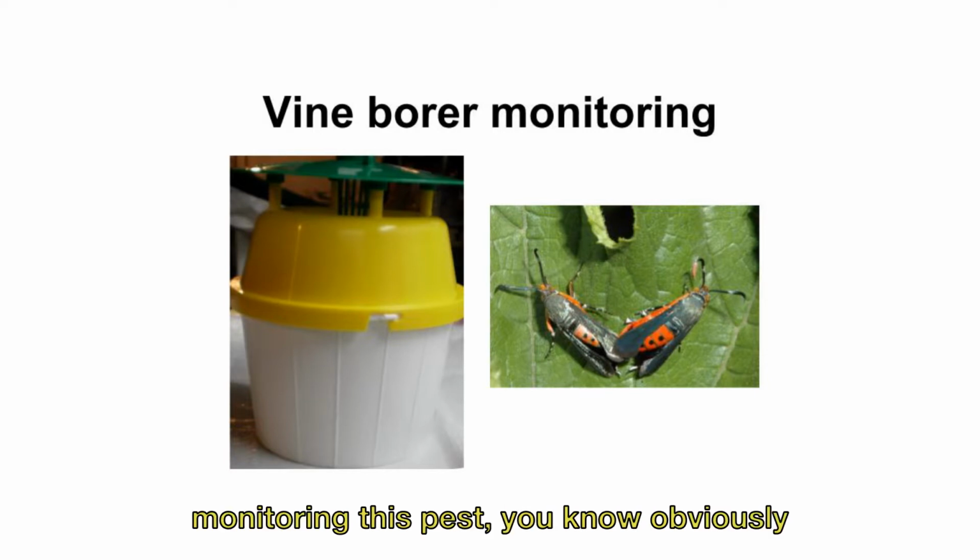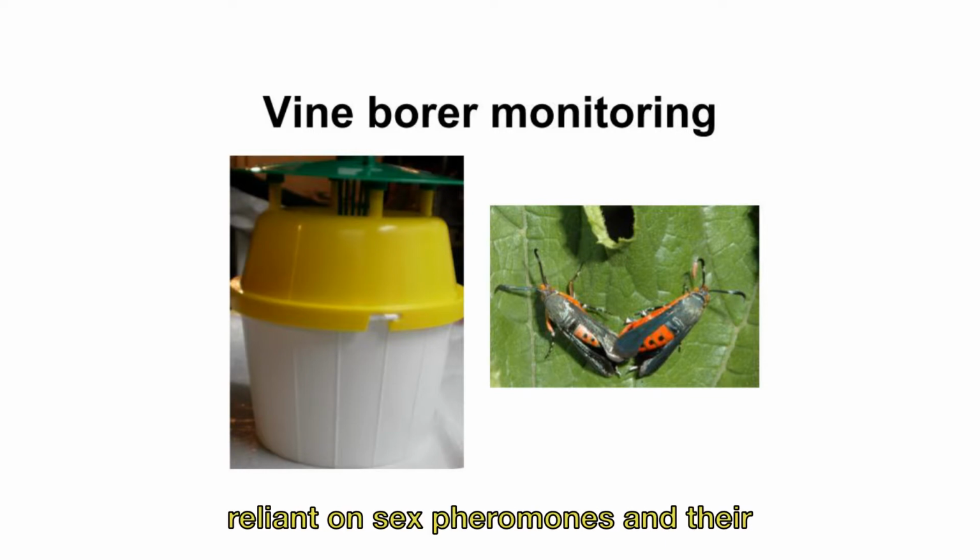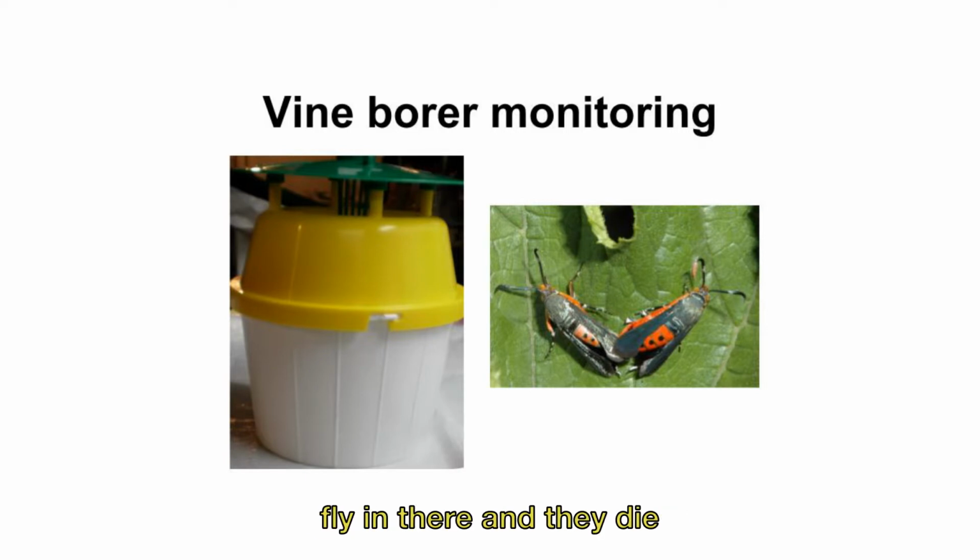So for monitoring this pest, obviously one way to see it is you see a plant that's dying and you find the sort of chewed up vine. A better way to do it, though, is we can use traps. Most of the Ceciids are very much reliant on sex pheromones, and their sex pheromones are very active. We use a bucket-style trap to catch this, but basically you put a pheromone inside this trap, the males are attracted to it, and they fly in there and they die.